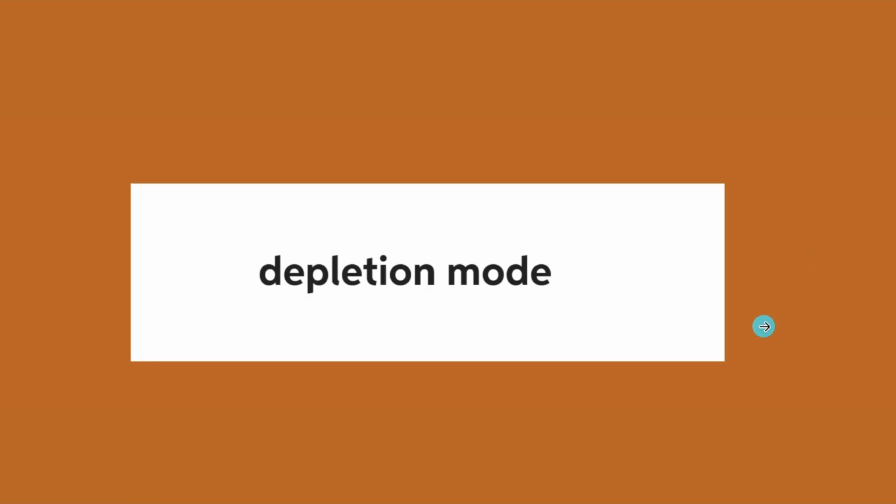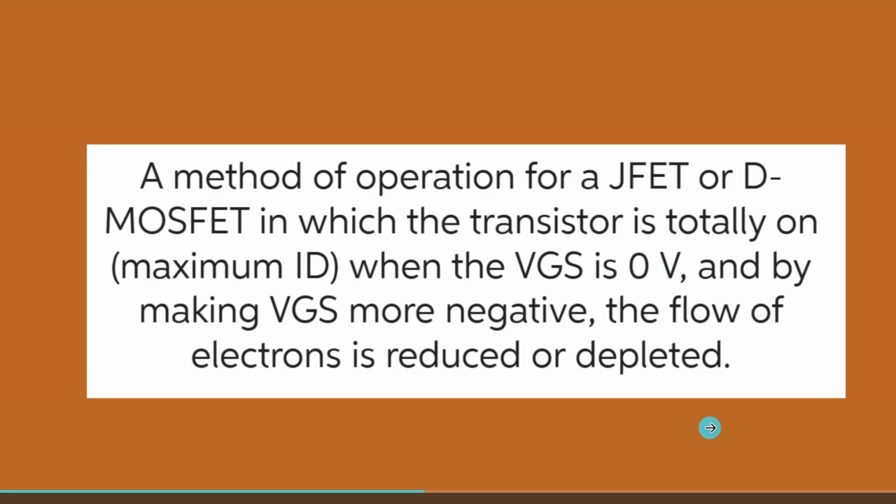The next one, depletion mode. You might already know about depletion mode. There are positive charge, negative charge, depletion region, etc. You might have studied. Let's see. A method of operating for a JFET or DMOSFET in which the transistor is totally on, maximum I_D, when the V_GS is 0 volt, and by making V_GS more negative, the flow of the electron is reduced or depleted.